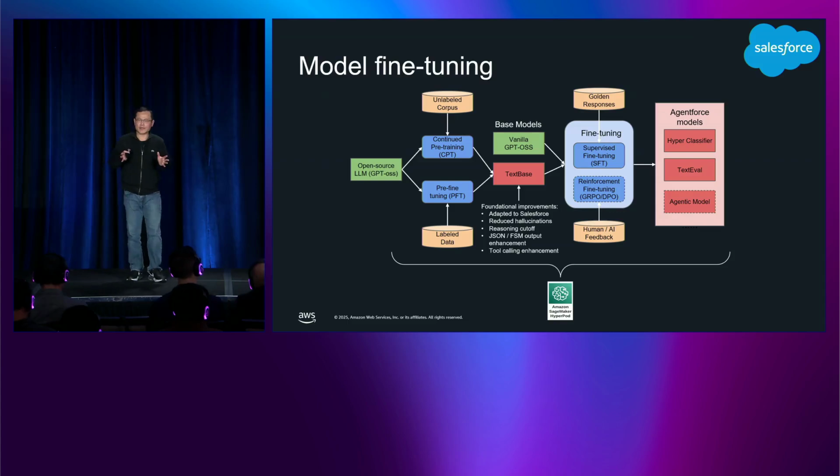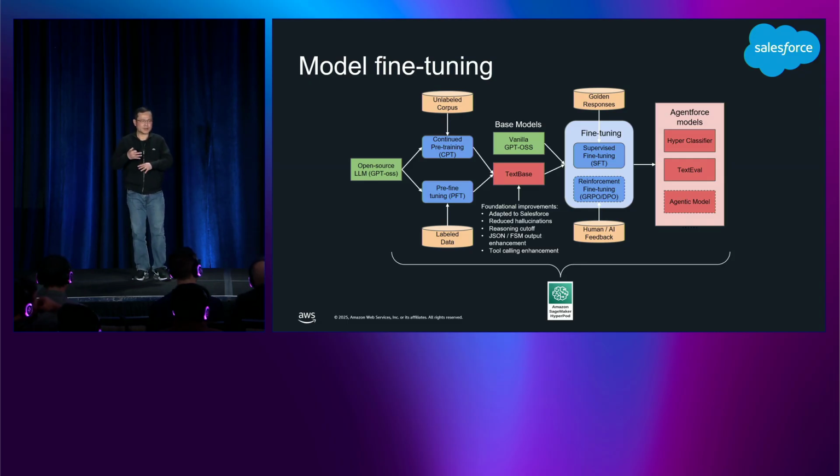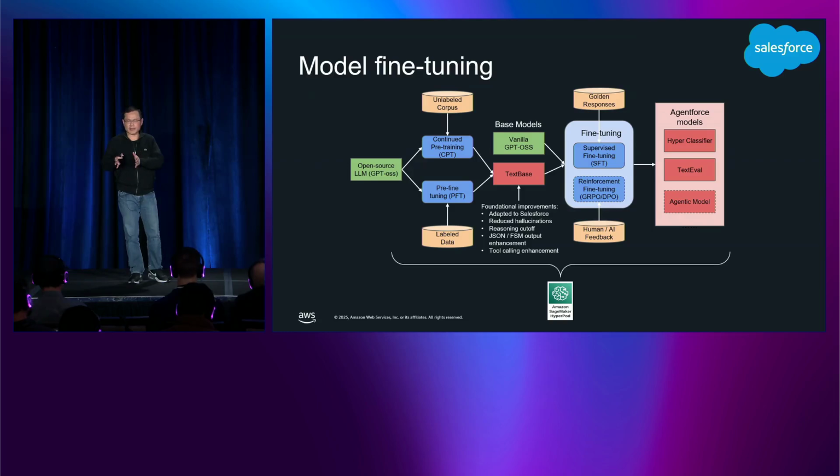After that, we get a baseline of the models. And then we use very high quality labeled data as well as RL-based data to fine-tune the model further, which achieves the highest throughput and highest accuracy for Salesforce use cases. Over this process, we reduce hallucinations, improve the output format, and also cover specialized customer use cases.